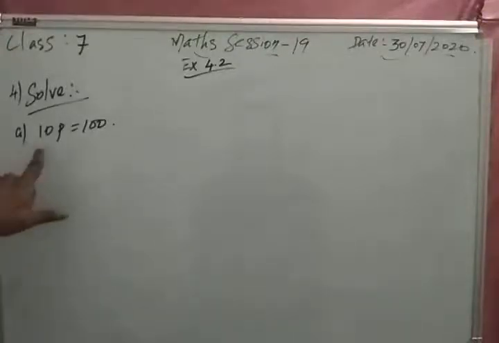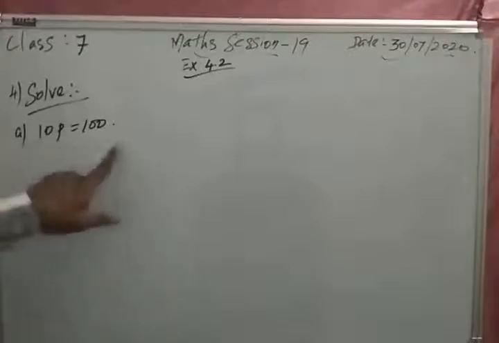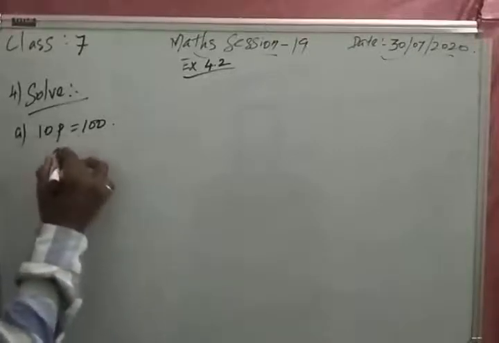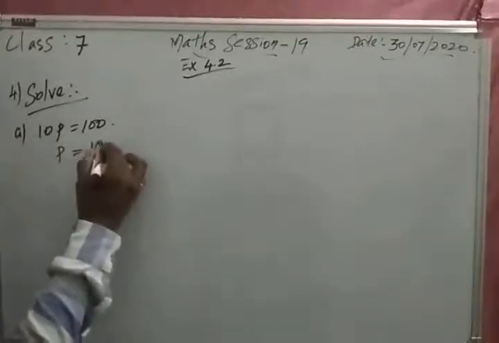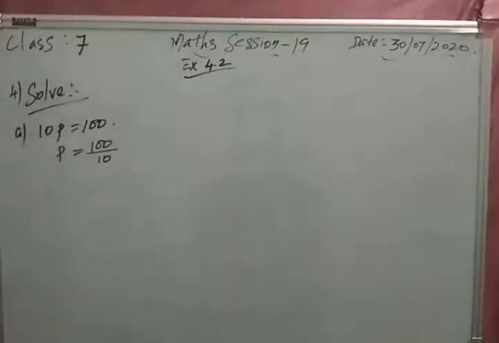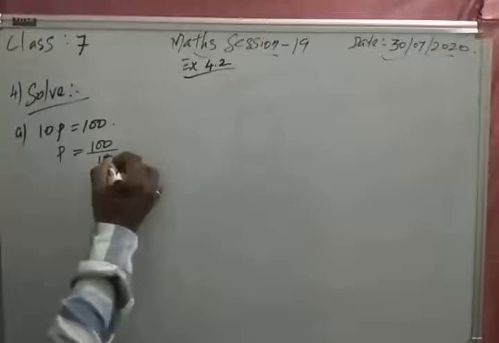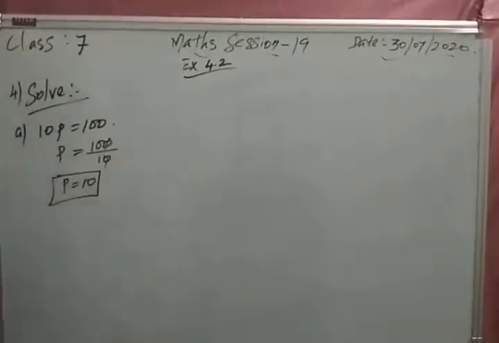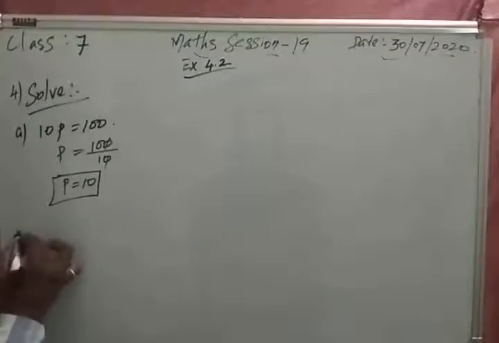Now here, 10p is equal to 100. How can we solve very easily? Just take one step. Keep the variable on the left side. Then 100, which is in the multiplication term, take into the division term. What will come? The zeros cancel, then p is equal to 10. What we did in the long way, here we can do directly without words.